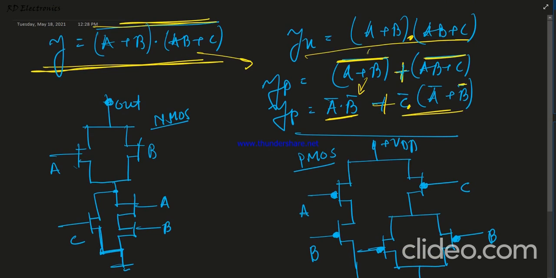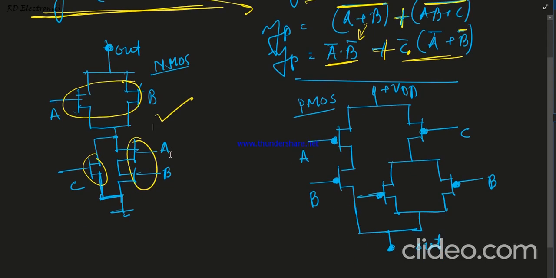First of all, these A and B are in OR operation, so these two are in parallel combination. OR means parallel combination. And this AB is an AND operation. Now this is an AND operation with OR with C. That means this C and AB are both tied together in an OR combination, that is, in a parallel combination. So this is the NMOS equivalent.